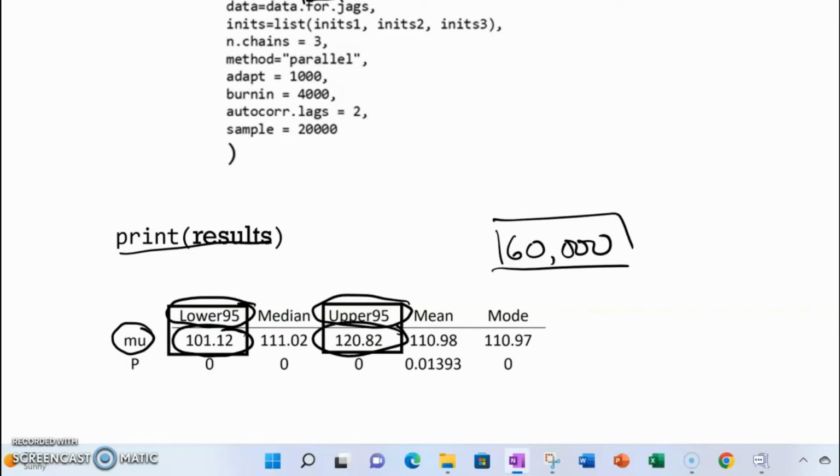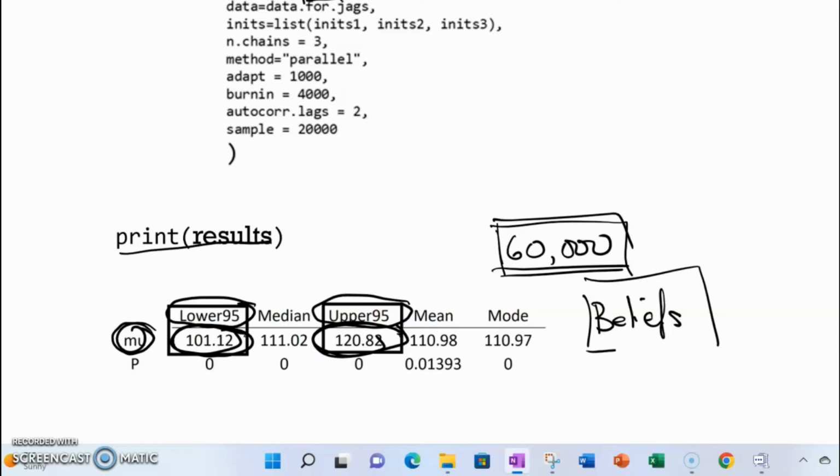So that's wonderful. It gives us what we want. The probability of mu lying within this range is 95%, because in fact, 95% of the values did lie within that range. Of course, the price we pay for it, as we'll see, is we're dealing with beliefs.